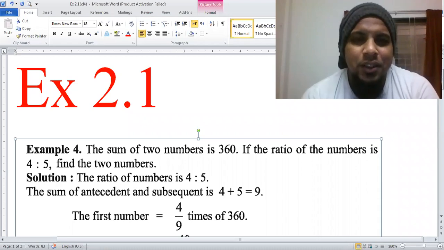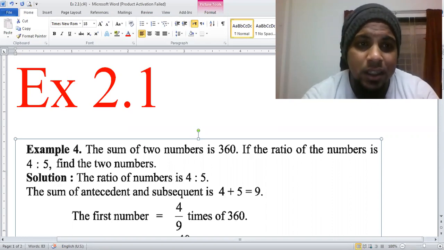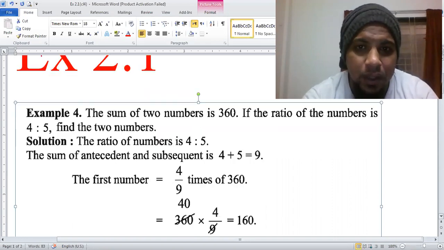Hope fine. Today I am going to discuss some word problems of exercise 2.1. By this class you can learn how to find out the real quantity of anything from their ratio. Okay, so I am going to start it. Look at example 4 of exercise 2.1.